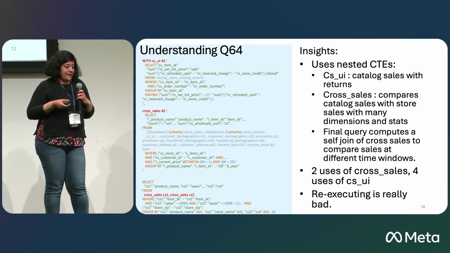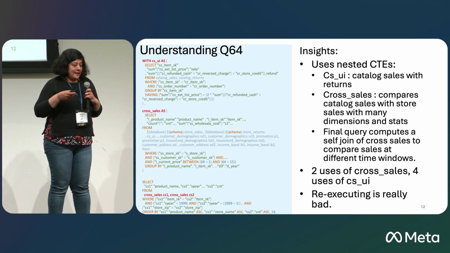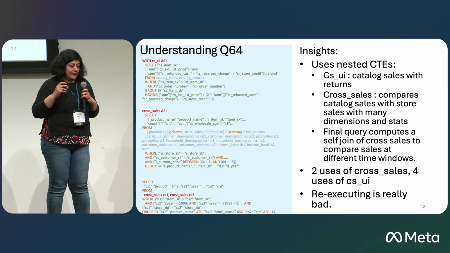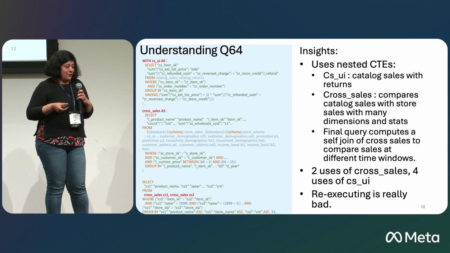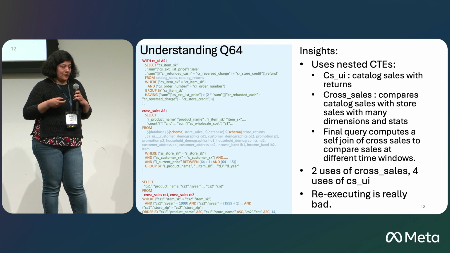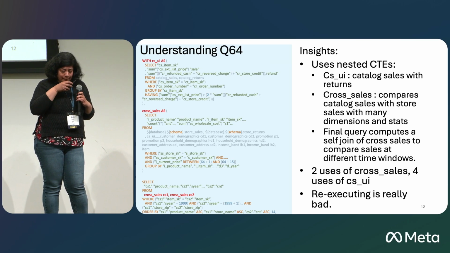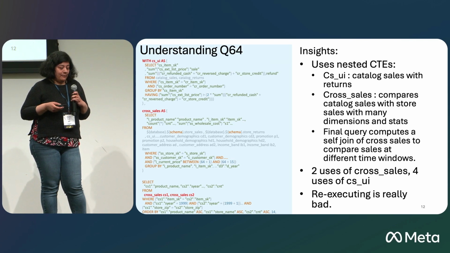So this is example Q64, where there is CSUI, which is the innermost layer of the with clause that is used in the next layer of the with clause, which is computing cross sales. And then cross sales is used in the outer query, which is actually doing a self join of cross sales. And so the innermost query is going to be repeated multiple times. So this is very prohibitive.